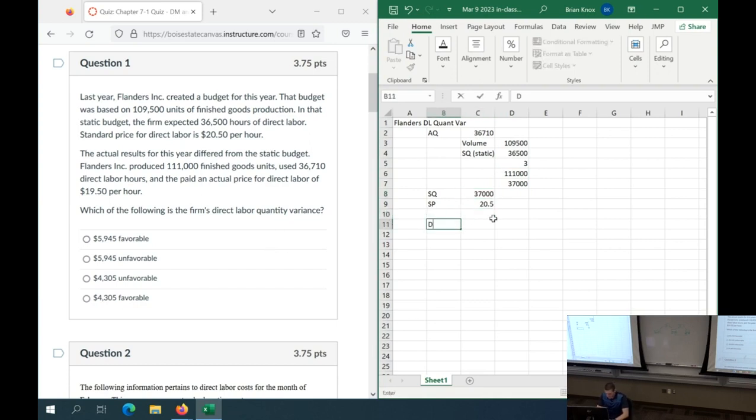This is the equation. The quantity variance is, doing it algebraically, actual quantity minus standard quantity, all scaled by the standard price, meaning multiplied by. So actual quantity minus standard quantity, and I have to go back and put parentheses in, times the standard price. So I get negative 59.45. Okay, yeah.